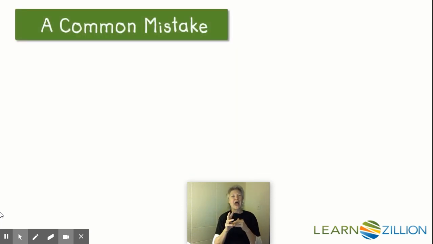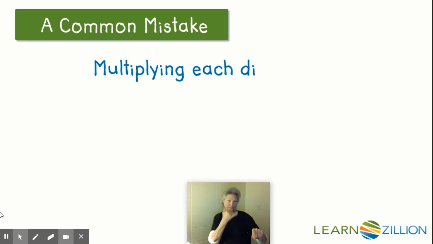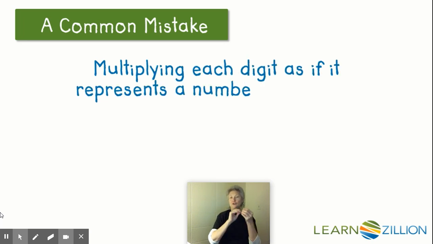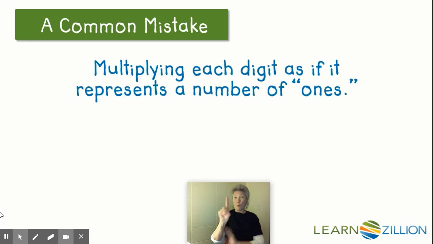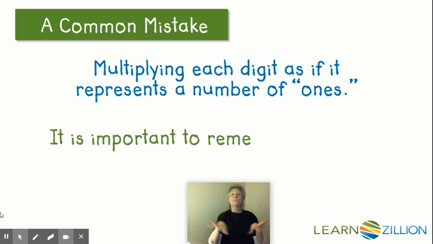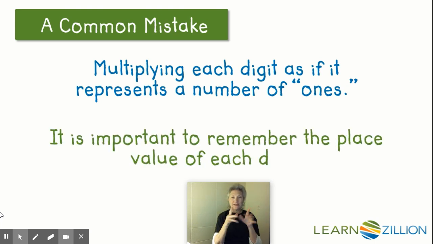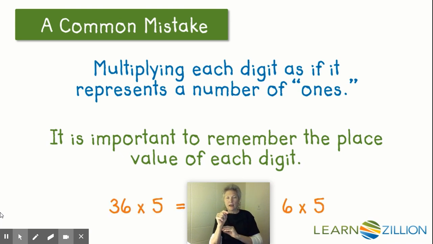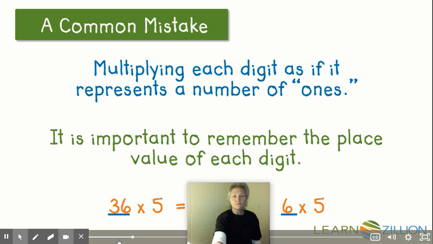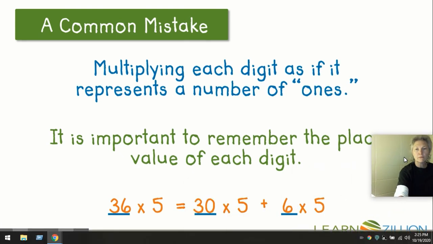A common mistake that many students make is multiplying each digit as if it represents a number of ones. It is important to remember the place value of each digit. If we think about 36 times 5, we're not just multiplying 3 times 5 and 6 times 5. We're multiplying 30 times 5 and 6 times 5. The 3 has a value of 30, not just 3.